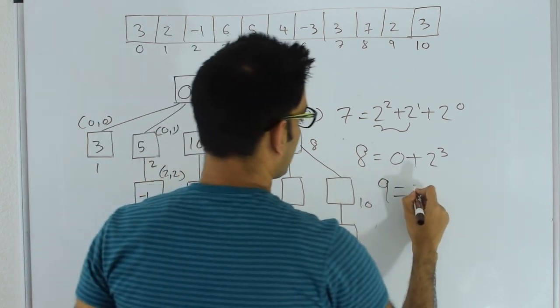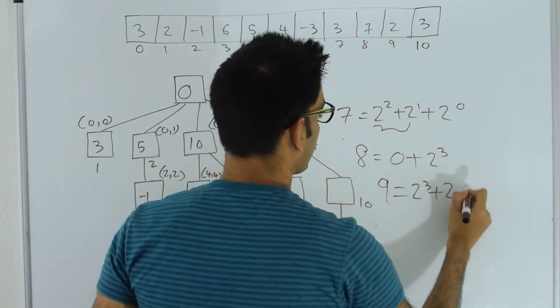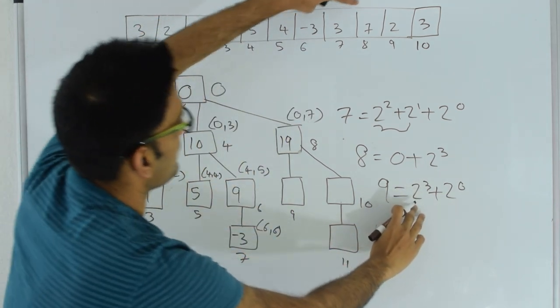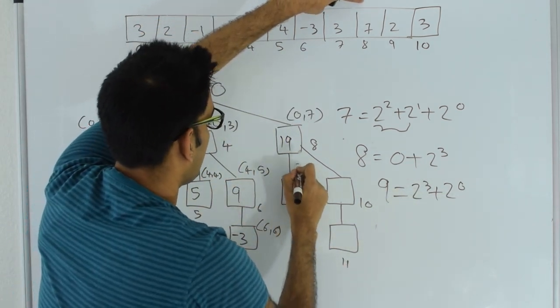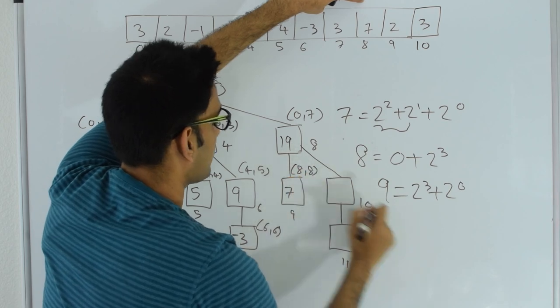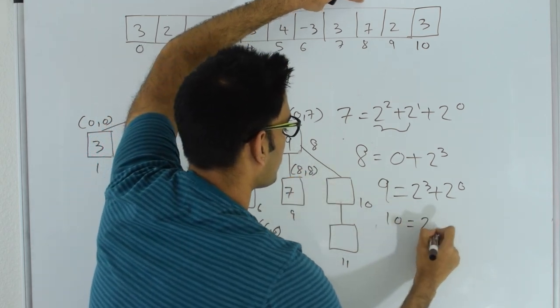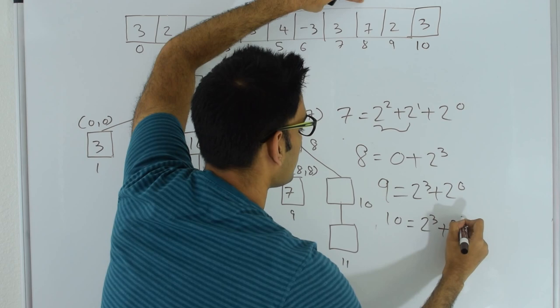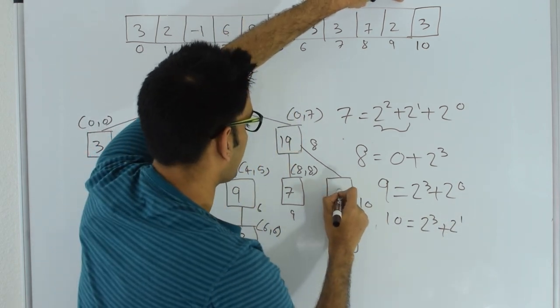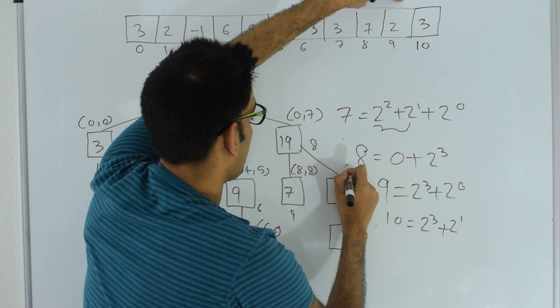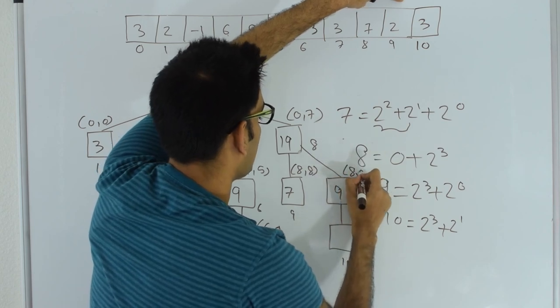9. 2 raised to 3 plus 2 raised to 0. So starting from 8, the sum of the next 1 element will be stored here. So that's 7. And we'll say 8, 8 is here. 10. 2 raised to 3 plus 2 raised to 1. So starting from 8, the sum of the next 2 elements will be stored here. So that's 9. And that's range 8, 9.